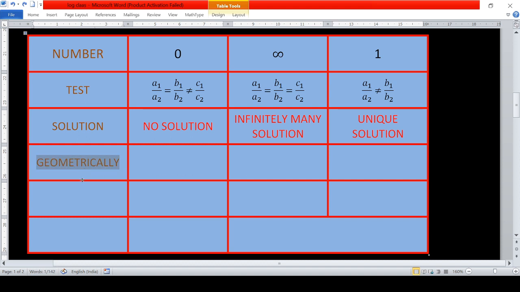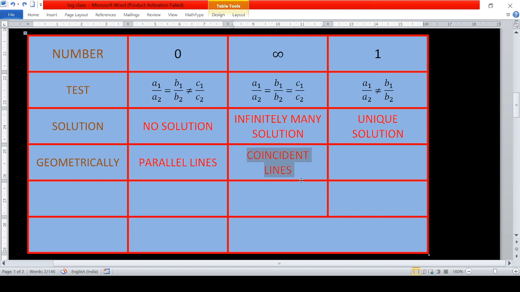Next, geometrical meaning. Geometrically, we call this a geometrical interpretation of a system of equations. What is meant by this? The no solution case will give parallel lines: a1/a2 = b1/b2 ≠ c1/c2. No solution. In that case we can say they are parallel lines.